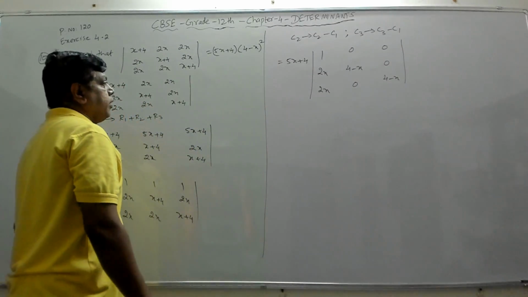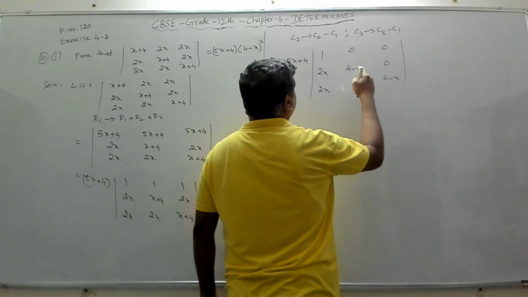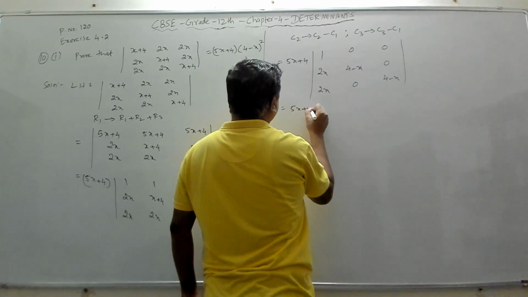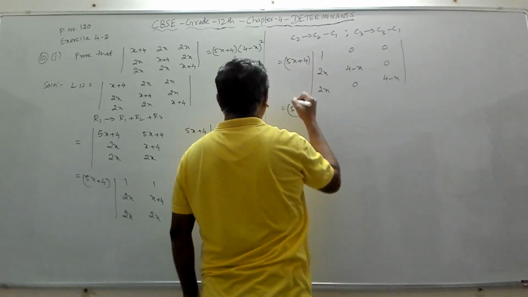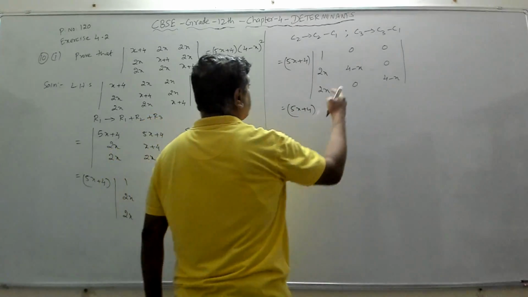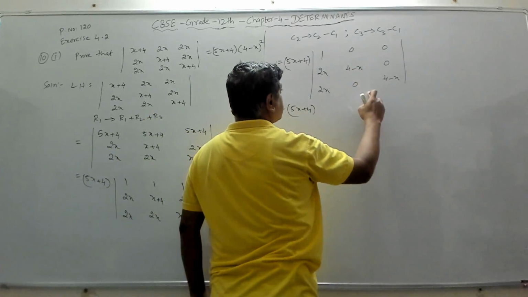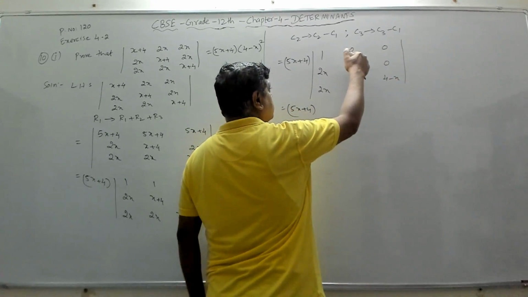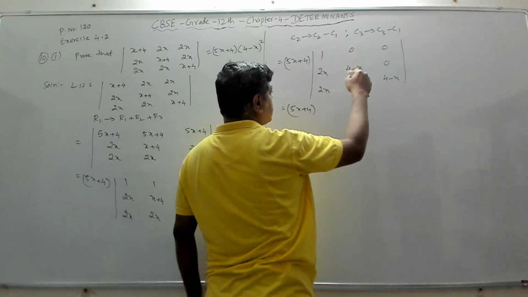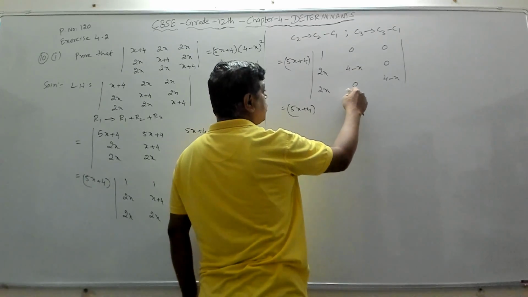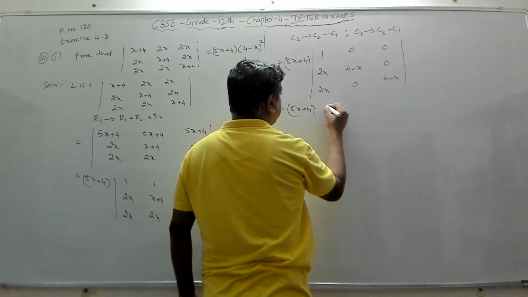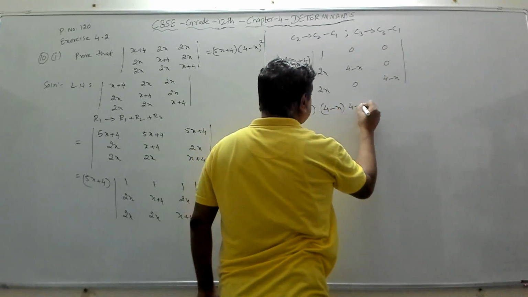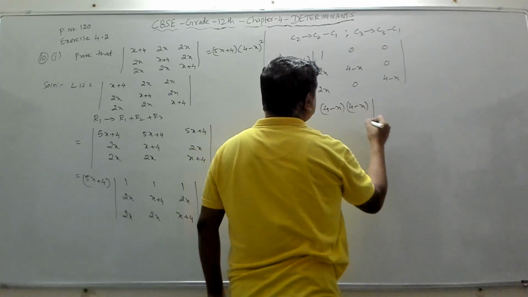Right? Now we can again take 5x plus 4 into, I have to put a bracket here. Right? Now 4 minus x is common in this column. Even in this column 4 minus x is common, because 0 can be written as 0 into 4 minus x. So 4 minus x is common in the second column, so that can be taken out. Similarly, in the third column, 4 minus x is common, so both can be taken out.